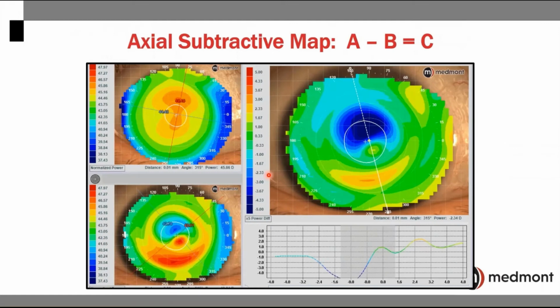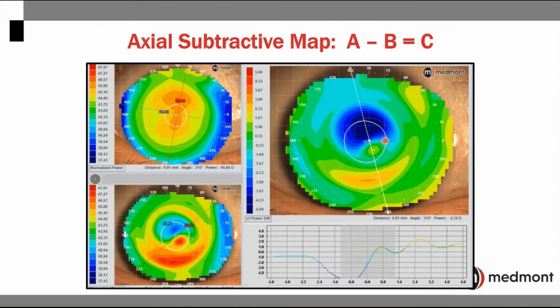Now, this is where we want to use a function that the Medmont provides called the Subtractive Map. And what that does is it compares pre-ortho-K from post-ortho-K and gives you the difference. So A minus B equals C, and you can understand how the eye has changed between those two visits.